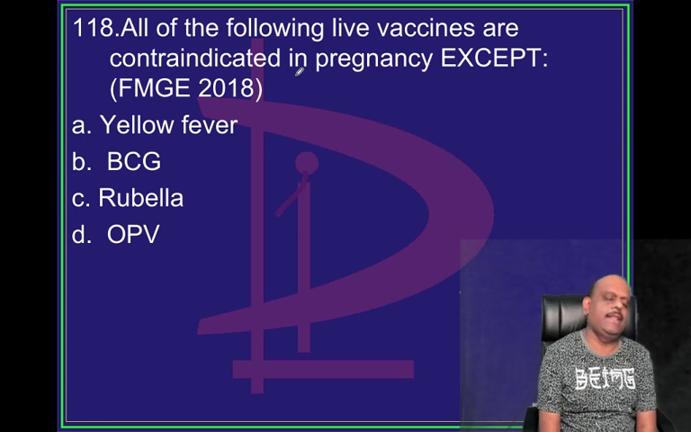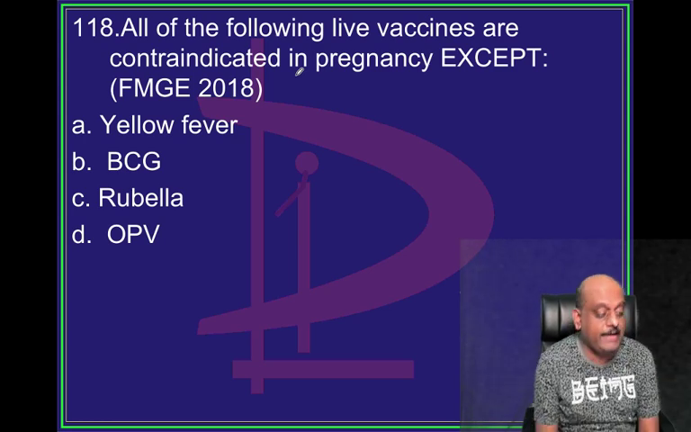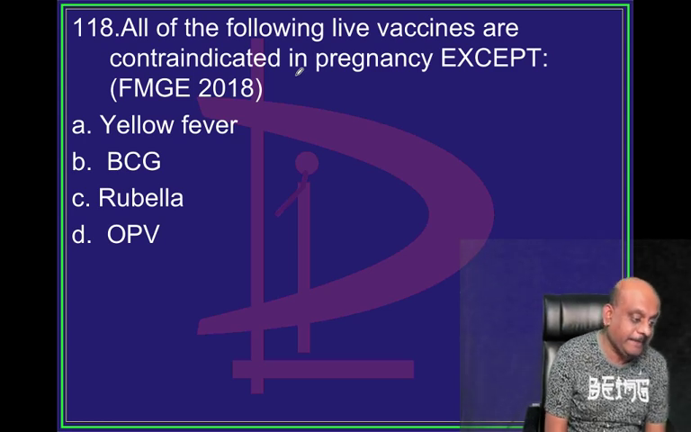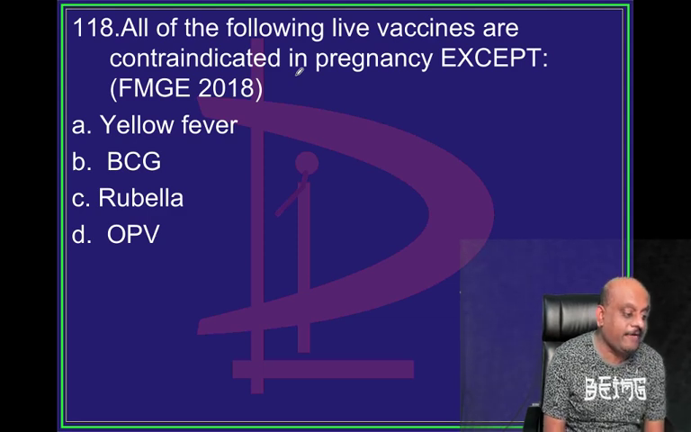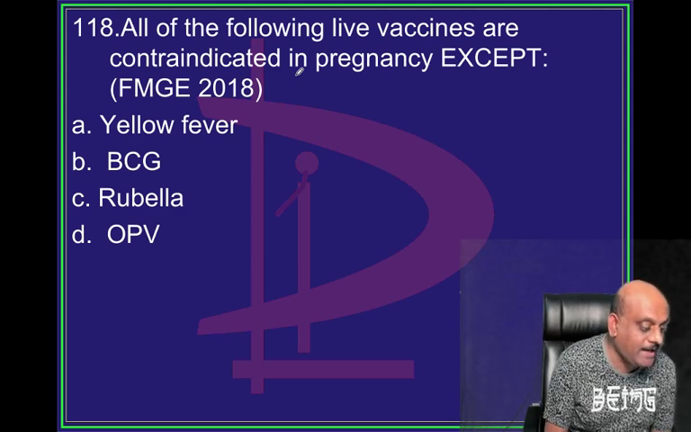Which of the live vaccines are contraindicated in pregnancy except, let me check. Jyoti is proposing yellow fever. Nayomani is 5 times sure. Nisha clean bold.